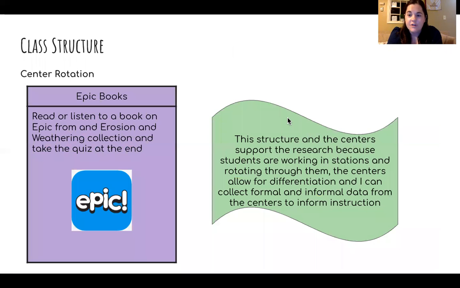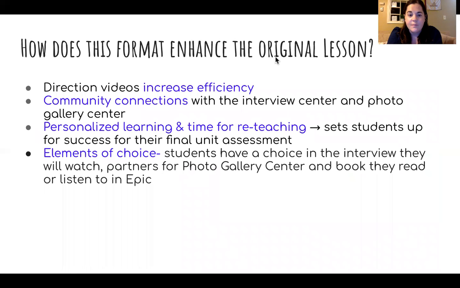And then the fourth center, for those students who may not need that reteach, they'll go on Epic and they'll read or listen to a book from a library with books all about erosion, and then they'll take a quiz at the end. And this kind of supports the research that I found because students are rotating through stations. They don't have to go to all of them. So there's more differentiation. And then I can look at the data, and other teachers can look at that data to group students differently throughout the unit.